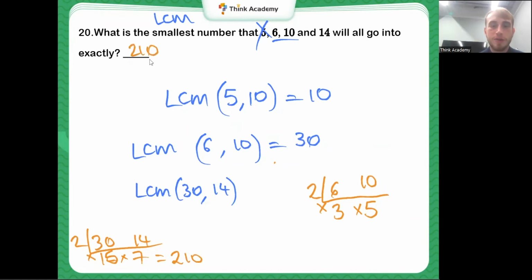So you're going to have to go through one by one, find the lowest common multiple of 2, and then find the lowest common multiple of that one and another one. And you can use a little trick of cancelling the 5, because that's the same as all multiples of 10.